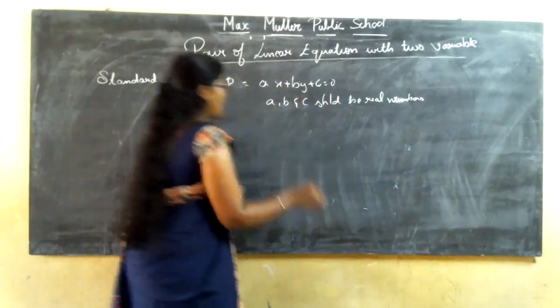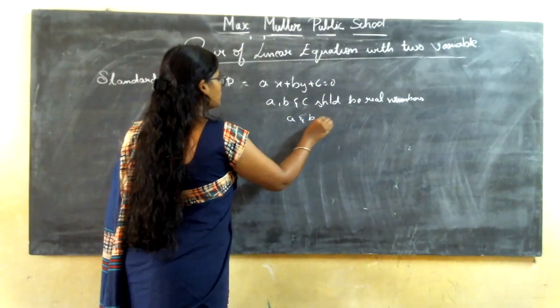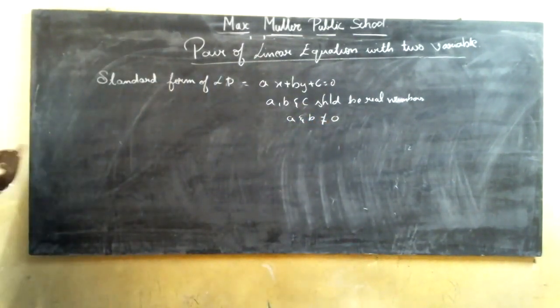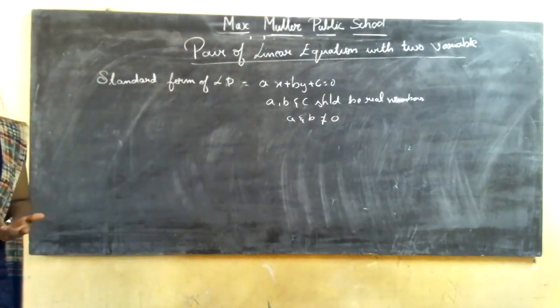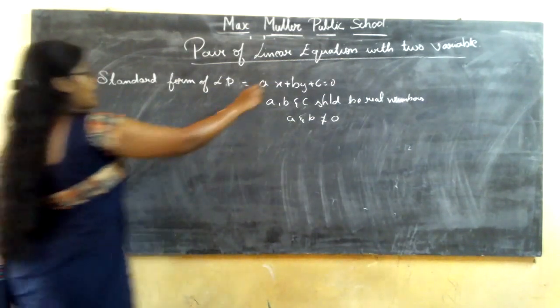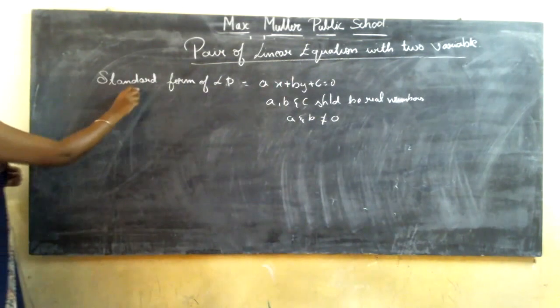Real numbers, and a and b both should not be equal to 0. If a, b, c are real numbers and a and b both are not equal to 0, then you can say this is the standard form of a pair of linear equations with two variables, that is, x is one variable and y is another variable. So it is of two variables.